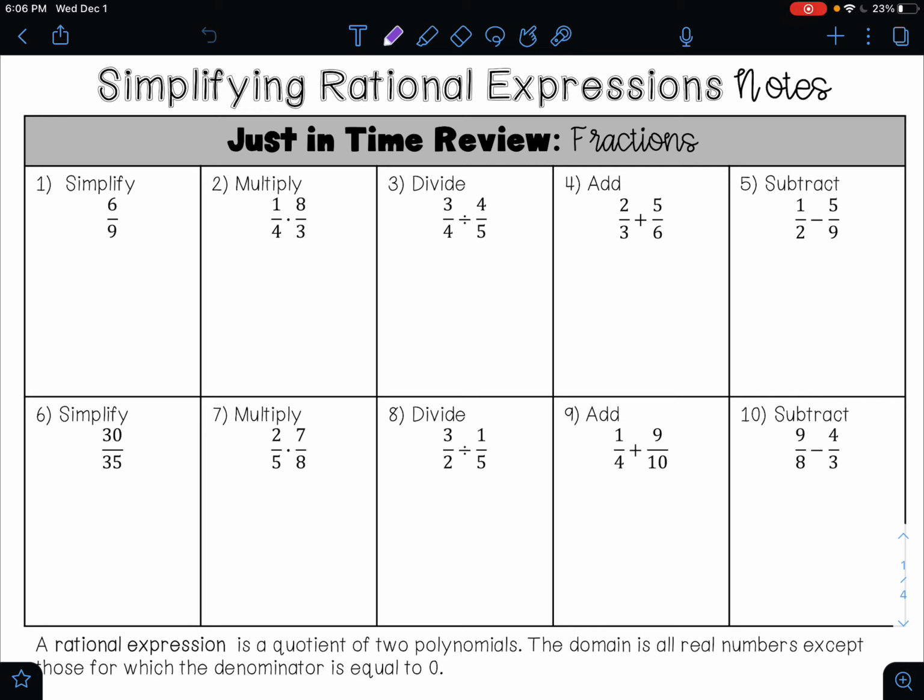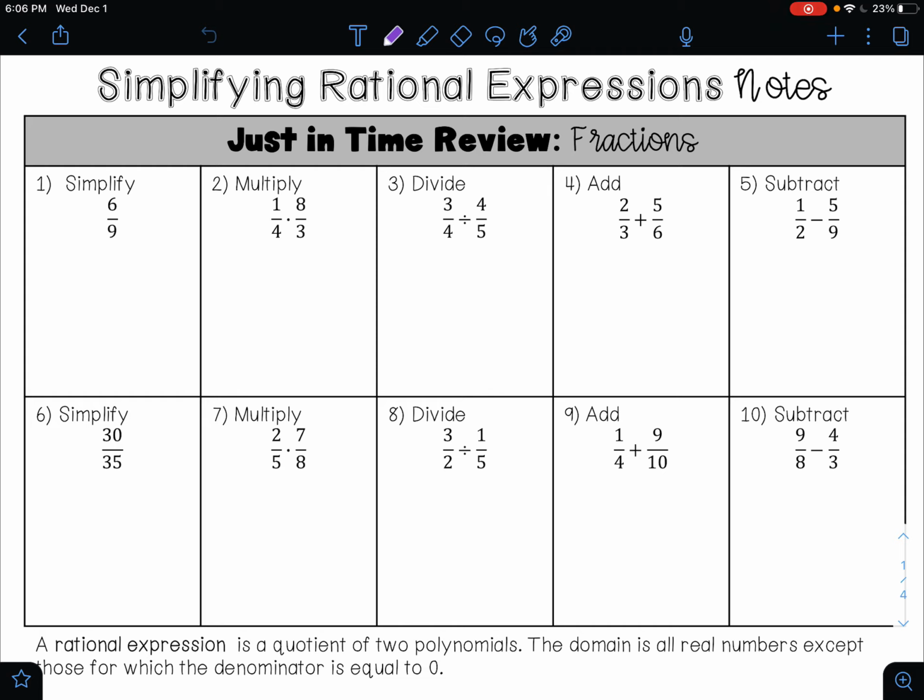In today's video, I am going to show you how to simplify rational expressions. Before we dive into simplifying rational expressions, let's refresh our memory on the operations of fractions, because a rational expression is just a fraction with polynomials in the numerator and denominator.